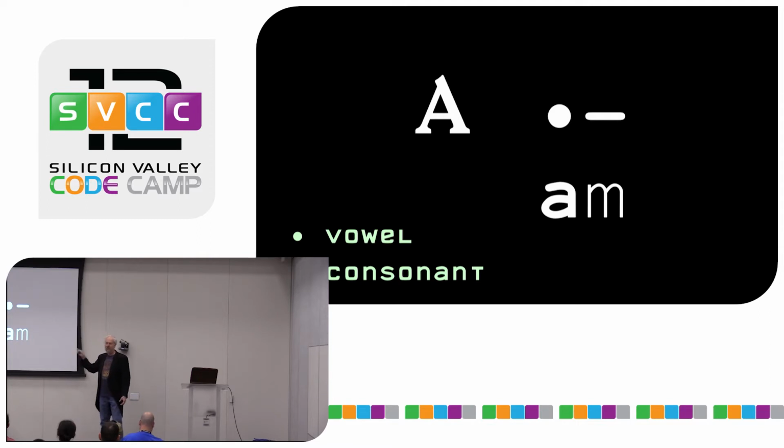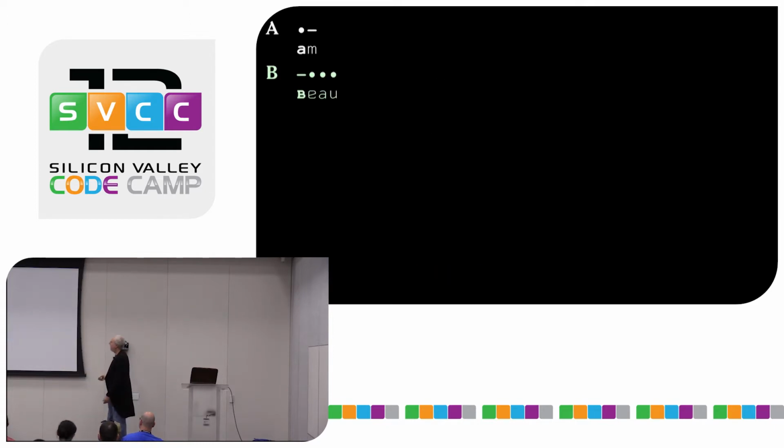Okay, so the code word for A is am. Okay, everybody remember am? Okay, the code for B is bow. That's beautiful, my friend, is it not? B for bow. C is for code. So if you're trying to remember what's the code for C, it's code. Dash dot, dash dot.